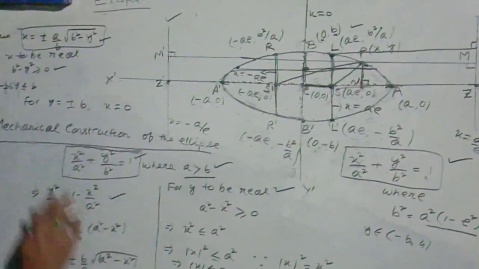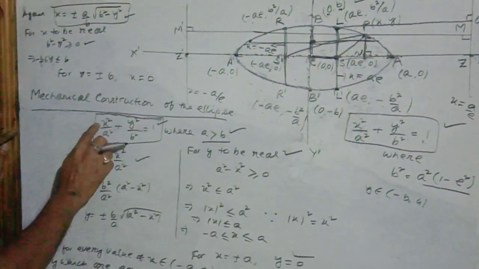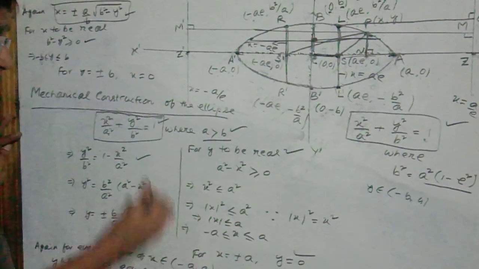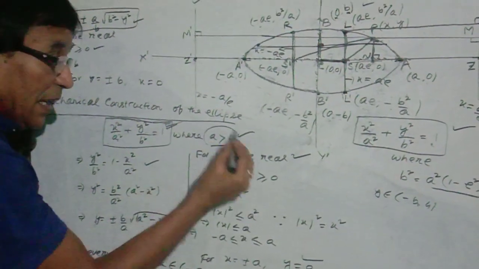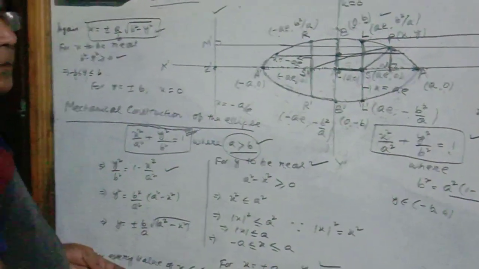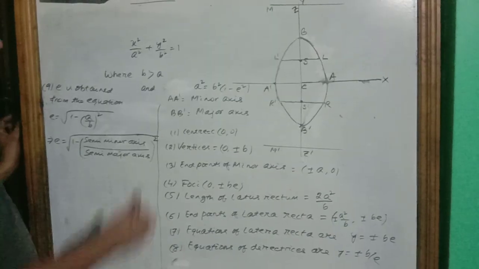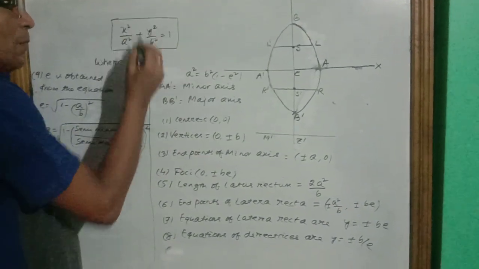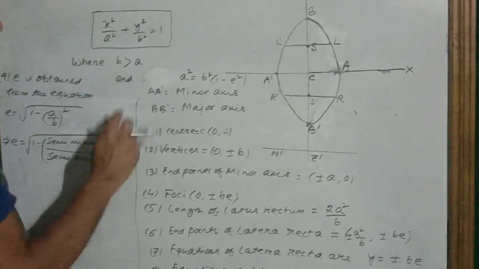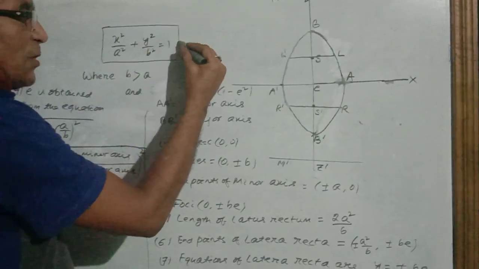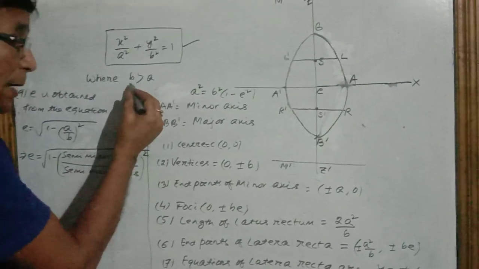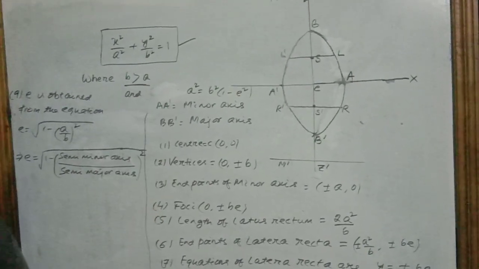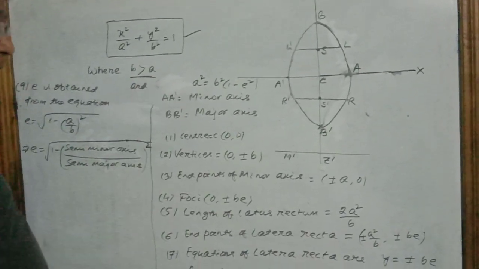So this is the mechanical construction of the ellipse x square by a square plus y square by b square is equal to 1, where a is greater than b. Next we will consider the standard form of the ellipse x square by a square plus y square by b square is equal to 1, where b is greater than a.